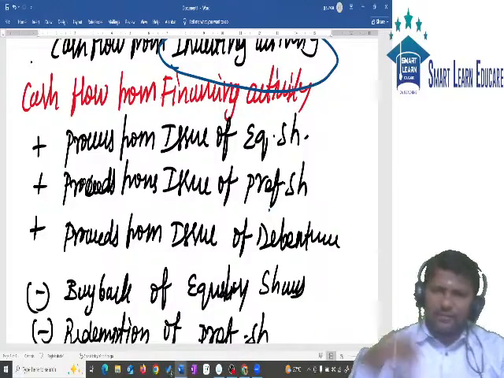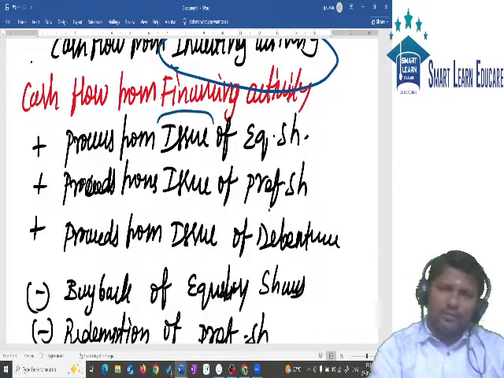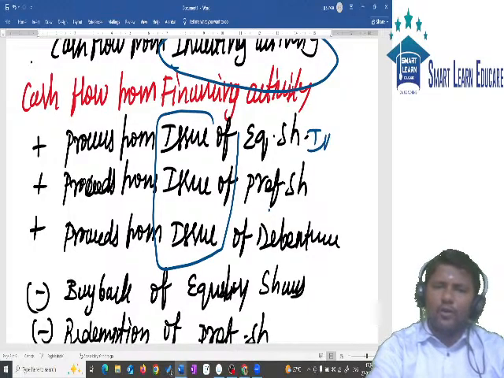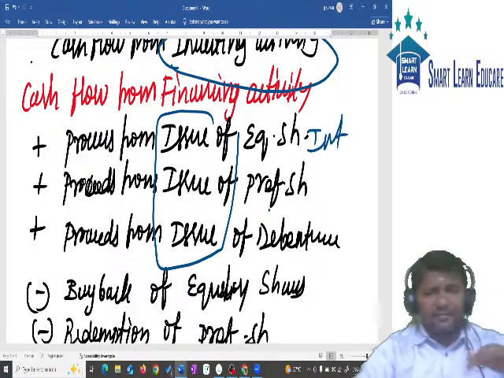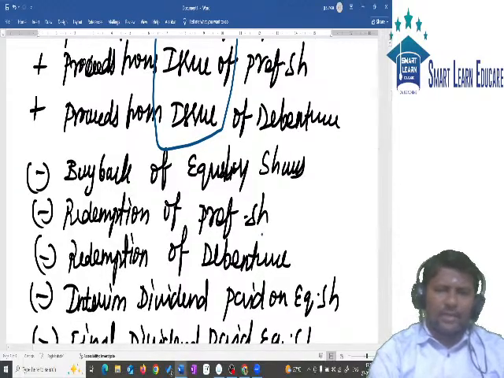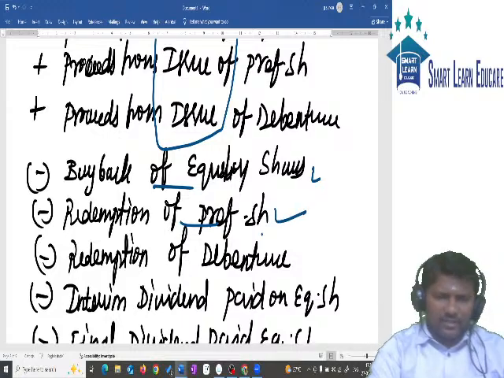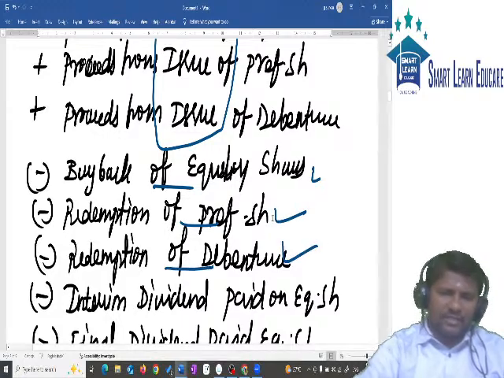So all these things, whenever there is an issue, we have an inflow of cash, that should be added. Whenever there is an outflow of cash, that should be subtracted. Equity shares paid, that should be subtracted. Redemption of preference shares subtracted. Redemption of debenture subtracted.